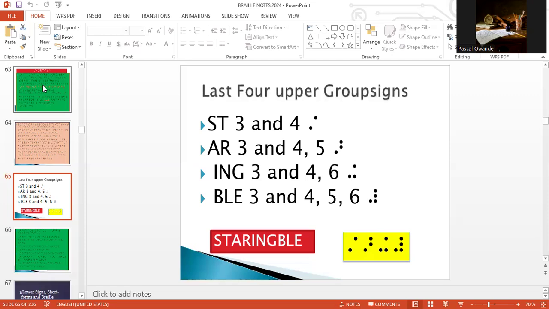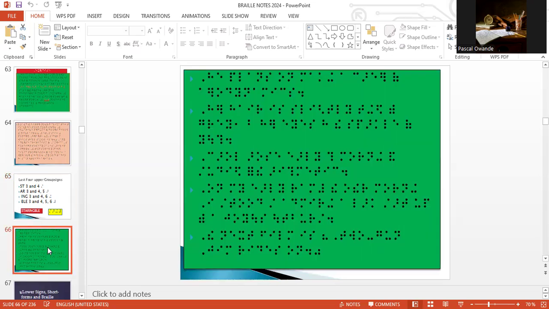So the formula is starring bull. As you can see on the yellow part here, we are contracting ST as dot 3 and dot 4, AR as dot 3 and 4, 5, ING as dot 3 and 4, 6, and BLE as dot 3 and 4, 5, 6. During your free time, you can go through this exercise.